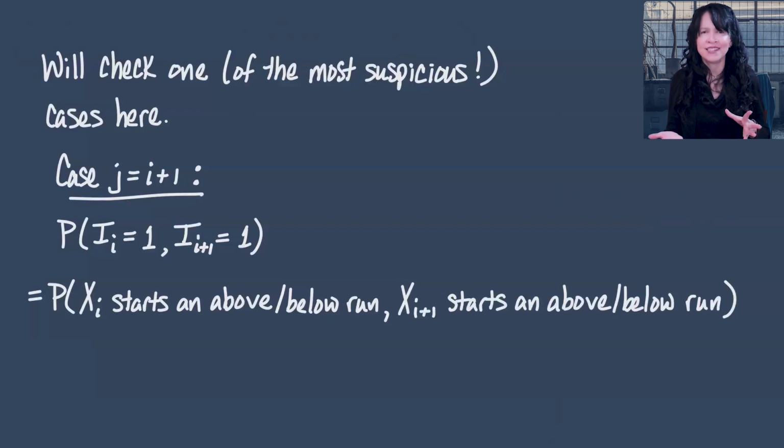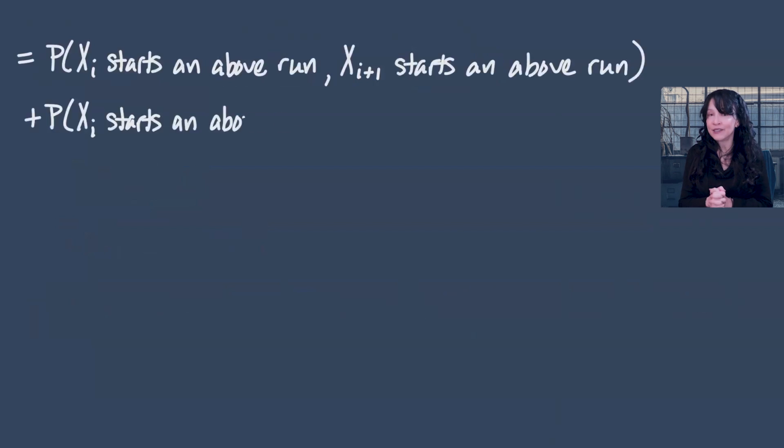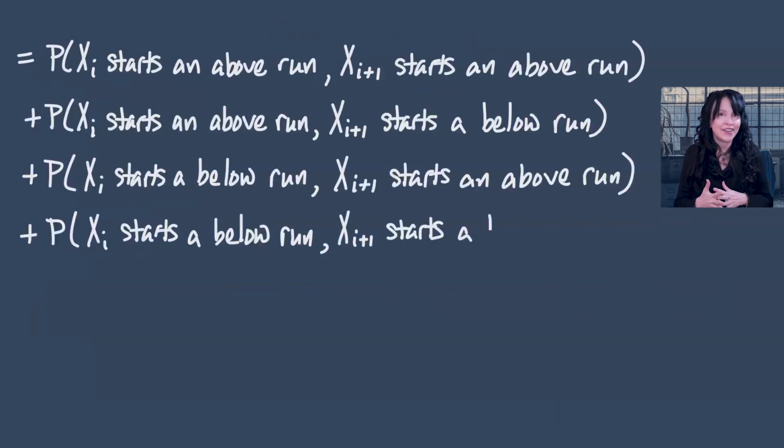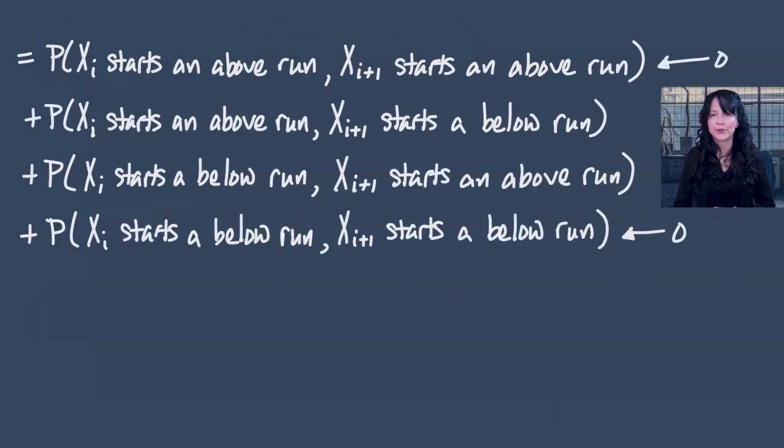Oof, so a lot of cases within this one case. To compute this, I can look at the probability that x sub i starts an above the mean run and x sub i plus 1 starts an above the mean run. And I think you're already realizing there's something wrong there. That actually can't happen, because if you're starting an above the mean run and the next value is still above the mean, it wouldn't be starting the run. So some of these probabilities are 0, but here are 4 cases we should be considering. And yeah, this will be 0 and this will be 0. So let's look at the other 2.